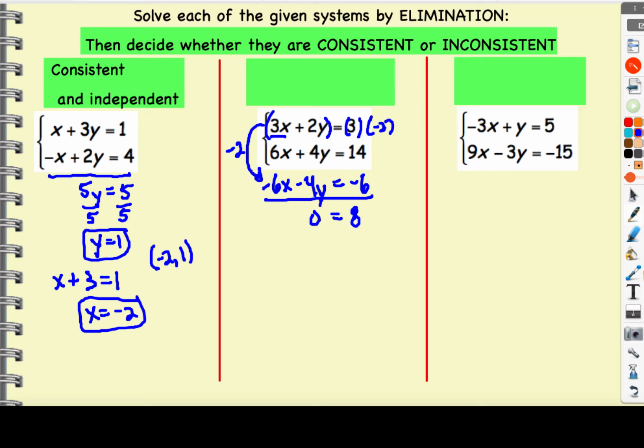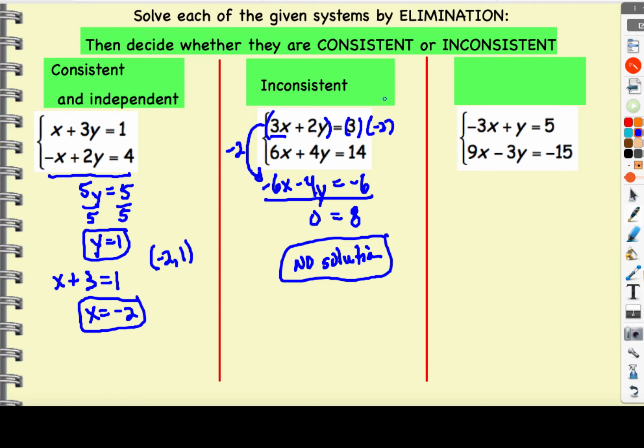And again, therefore, no solution there, right? Not going to be any solutions. If 0 equals 8, well, that's impossible. So there's no such y and x combo that's going to make this happen. Therefore, again, that's an inconsistent system.